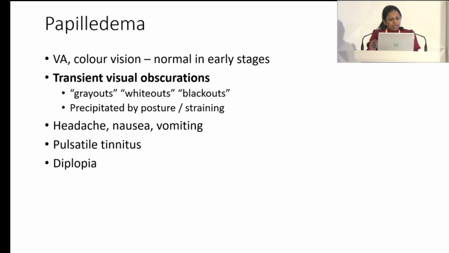In papilledema patients, visual acuity and color vision can be normal at the initial stages. They present with transient visual obscurations, grayouts, whiteouts, blackouts lasting a few seconds, headache, nausea and vomiting, and also pulsatile tinnitus and diplopia.